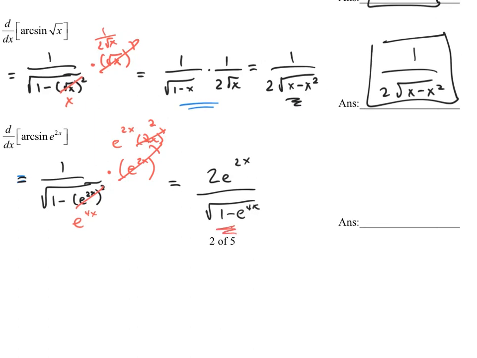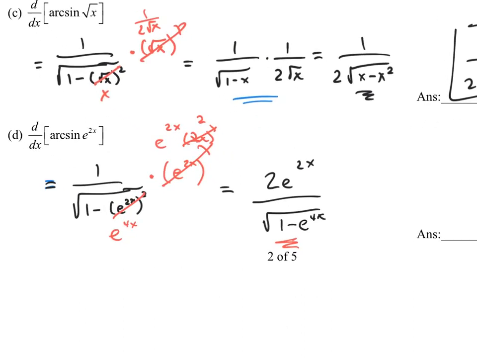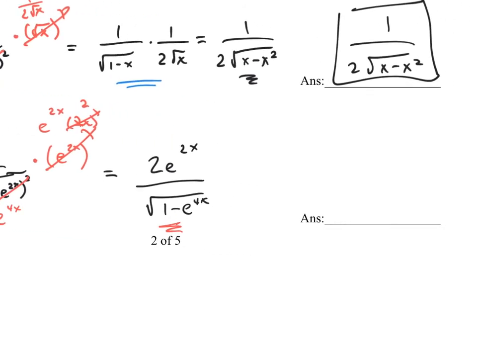I do want to note that this is different than the problem in the textbook in that I probably had a typo. This shouldn't have been arc sine, that should have been arc secant. So let me show you where I'm talking about. Right here, that shouldn't have been arc sine, that should have been arc secant to do the one that was in the textbook. That's okay though, we'll just stick with this one. I'm going to go with this answer: 2e to the 2x all over the square root of 1 minus e to the 4x. Perfectly fine right there.